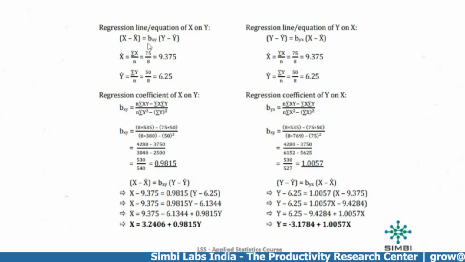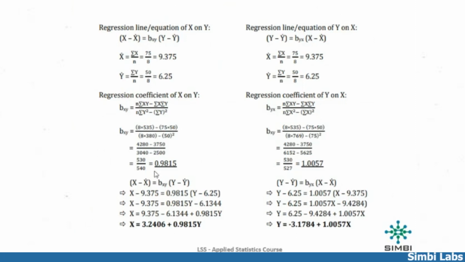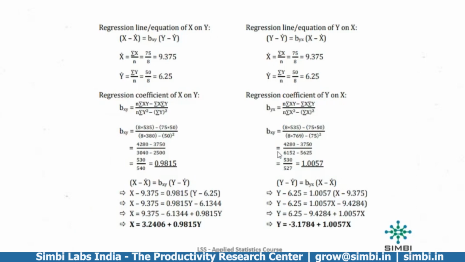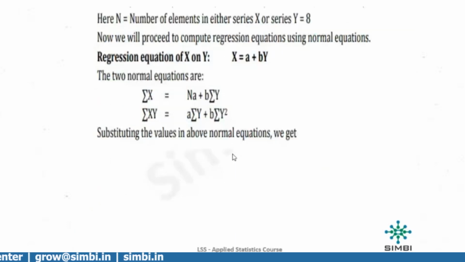X minus x bar equals bxy into y minus y bar, and the regression line of y on x, y minus y bar equals byx into x minus x bar. And also the regression coefficients of x on y also. Substitute all values in the formula. So we'll get the regression lines of x and y. So like this we can calculate regression analysis for the simple linear regression.